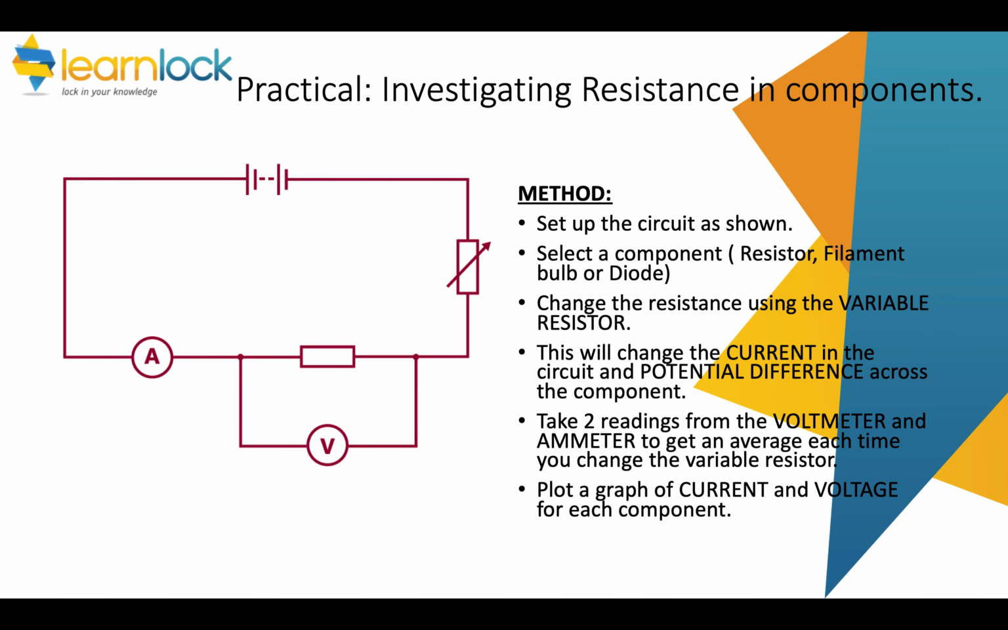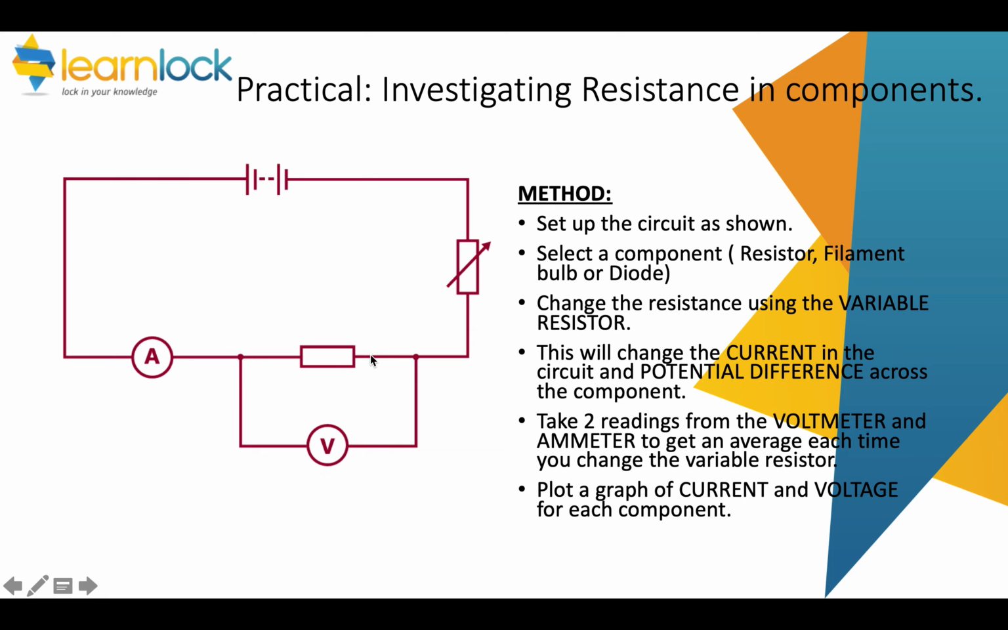You can also investigate the resistance in different components, and you need to know what that would look like in a resistor, a filament bulb and a diode. You'll set up a circuit as shown here. This time you need to use a variable resistor, and that's a resistor that you can change, so you can change the current that's flowing through the circuit.